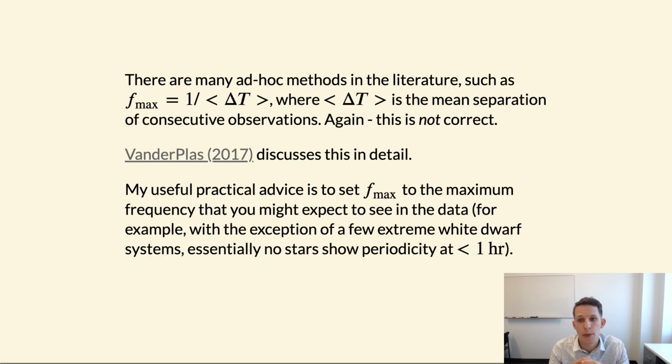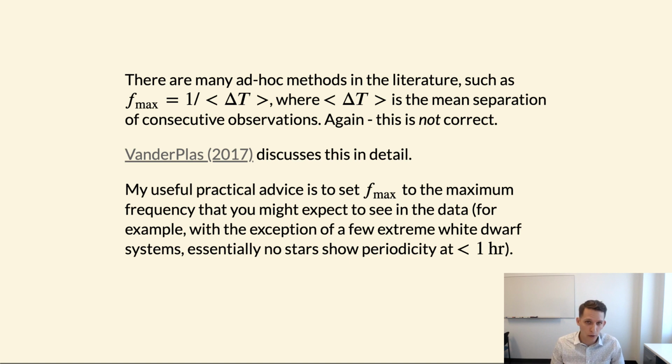There's a lot of ad hoc methods in the literature. One that comes up a lot is to just create a maximum frequency that is equal to 1 over the mean value of delta t, where delta t is the mean separation between consecutive observations in your time series. Okay? This is not correct, and this is not a Nyquist frequency or a strict limit to the maximum frequency that you can detect in your data.